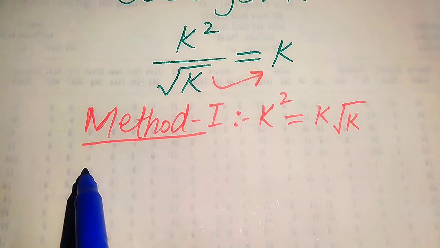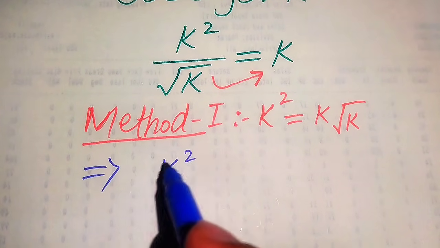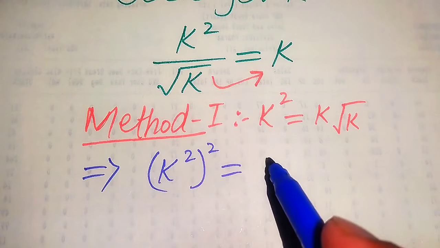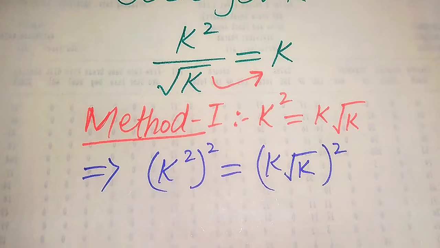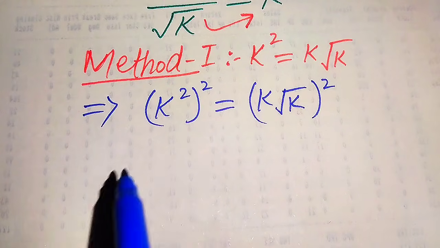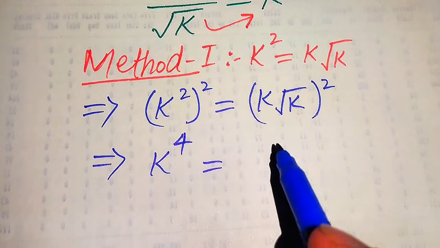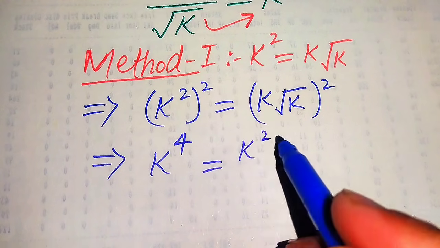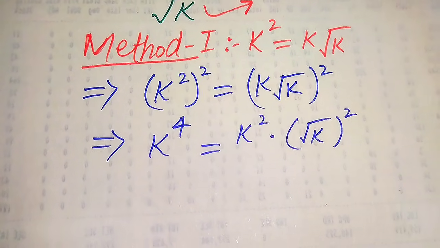In order to remove the square root sign, we need to square both of the sides. When we apply squaring on both sides, it will be written as k squared and its whole square equals k times the square root of k and its whole square. In the next step, k squared and its whole square becomes k to the power of 4. In the right hand side we apply the square separately on both of these values, and it becomes k squared multiplied by the square root of k and its whole square.